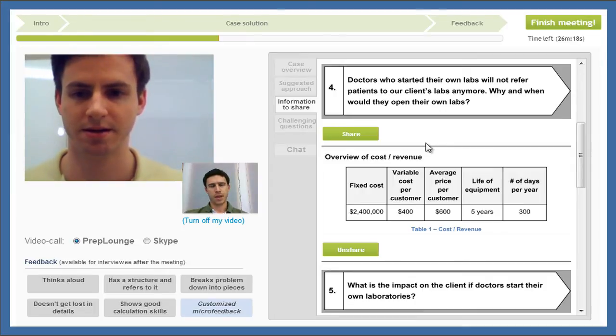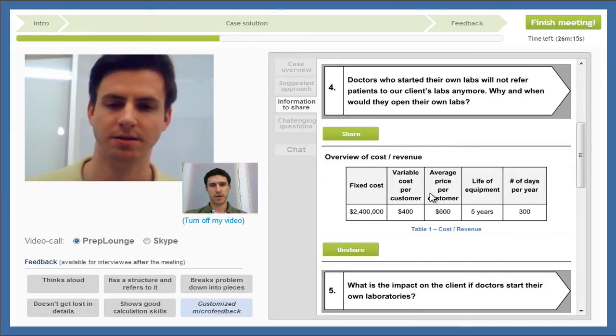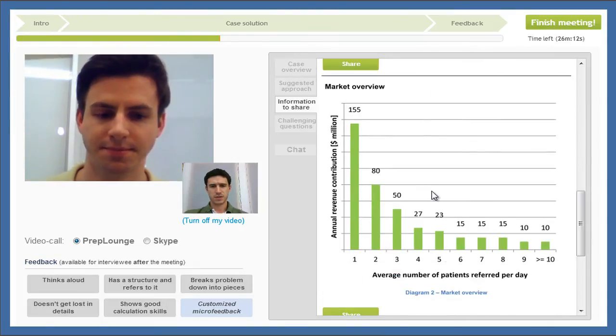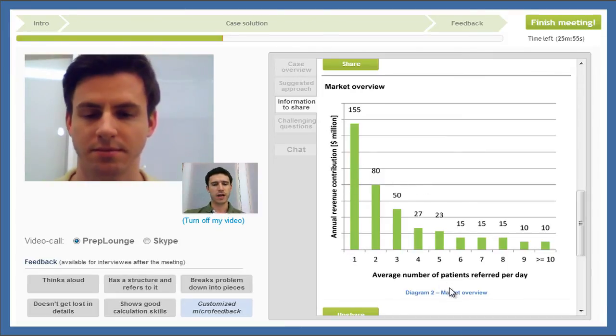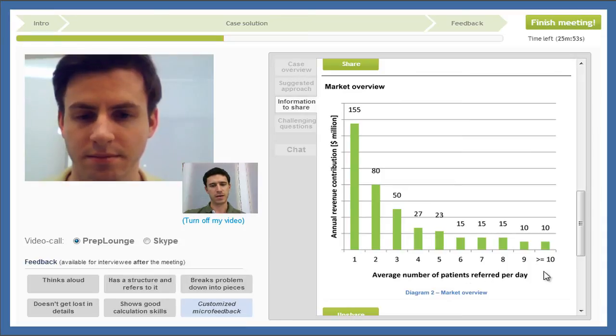Okay. I have almost what you need. That's a very good point about the referrals. So let me share with you the average number of patients that are referred per day, based on the revenue contribution, put another way, across the different number of patients referred per day by doctors. So you can see, of course, the most revenue comes from doctors who refer only one patient per day. Okay. And then you have a long tail.